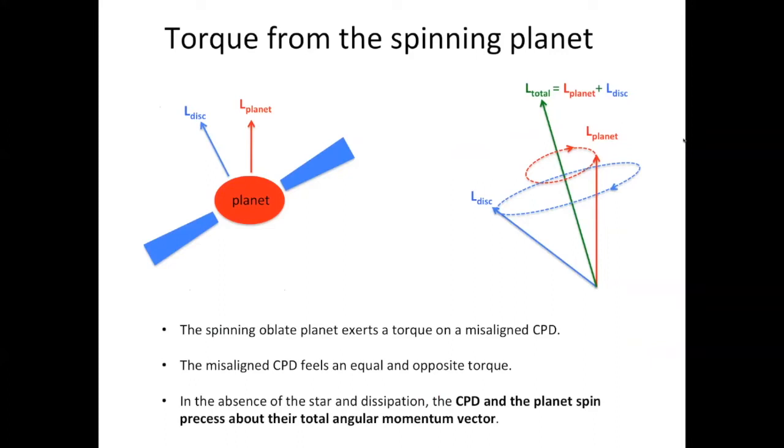So in the absence of the star and dissipation in the disk, the circumplanetary disk and the planet's spin precess about their total angular momentum vector. So the size of the oscillations of each depends upon the relative magnitude of the angular momentum of the disk compared to the spin angular momentum of the planet. So in this example, the planet's spin has a larger angular momentum than the disk, and so undergoes smaller oscillations. If we include disk dissipation, then the planet's spin and the disk spiral inwards and both align towards the total angular momentum vector.